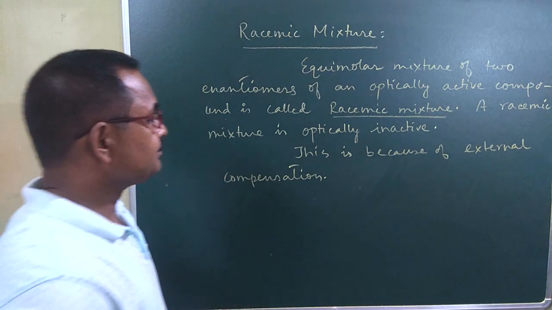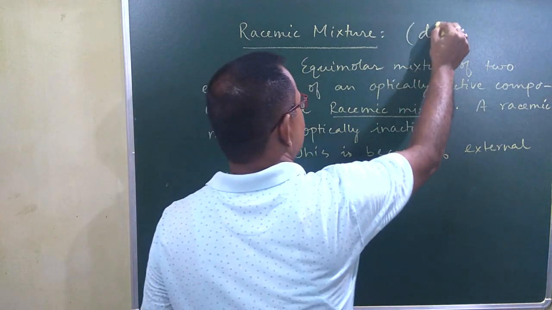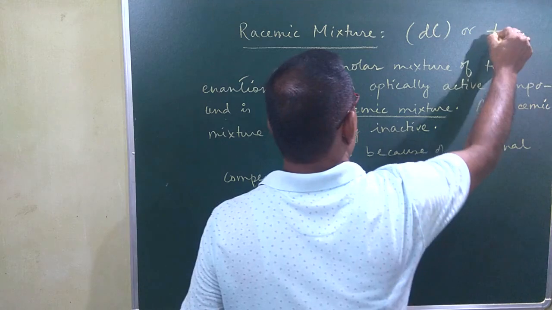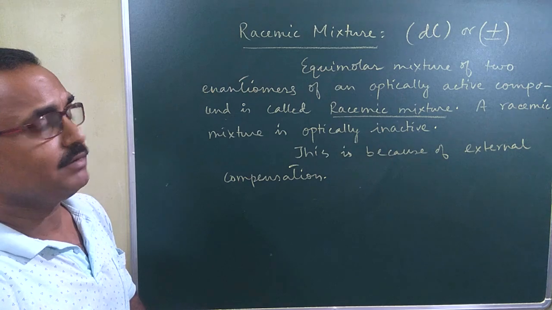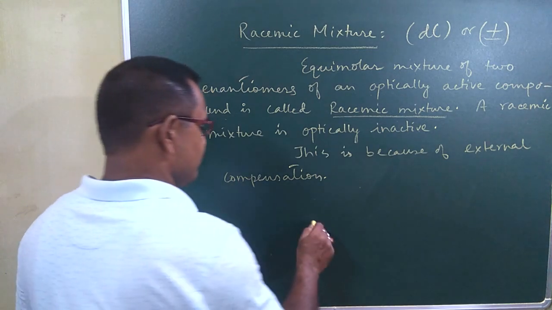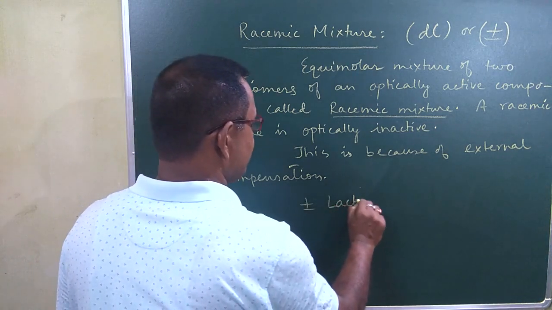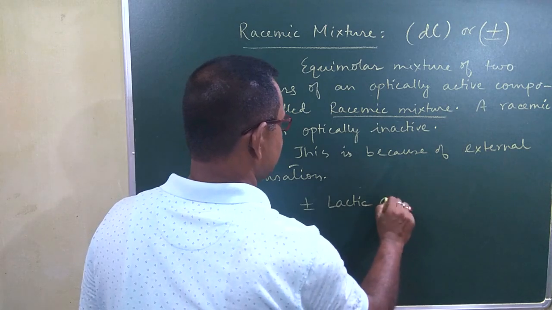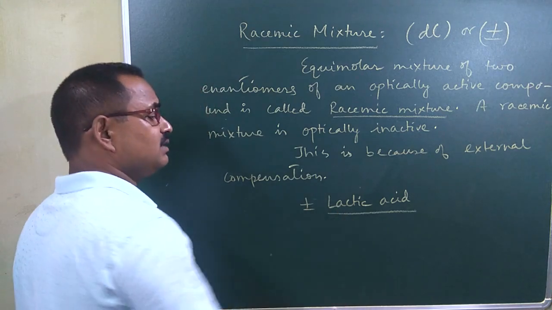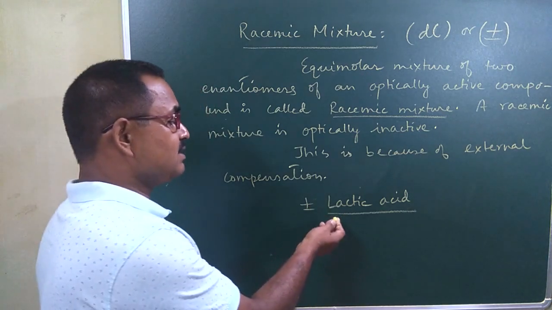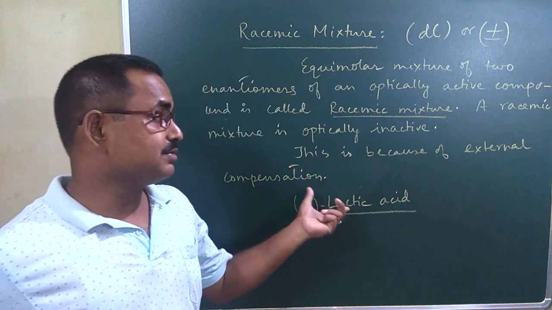Okay. A racemic mixture is usually denoted by DL or plus minus. Say plus minus lactic acid. What does it mean? It means a racemic mixture of lactic acid. Or DL lactic acid. It means racemic mixture of lactic acid. I think all of you have understood this.